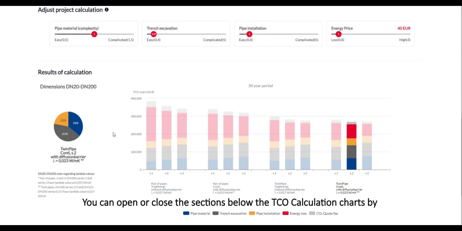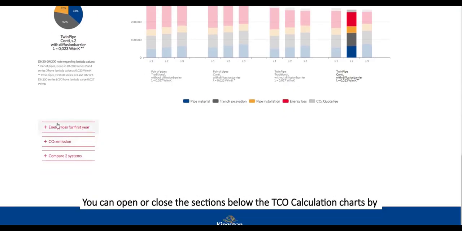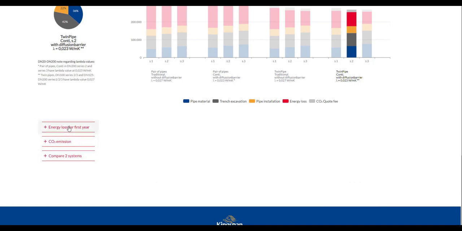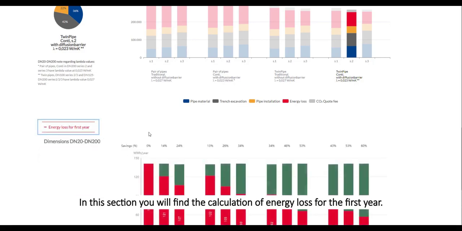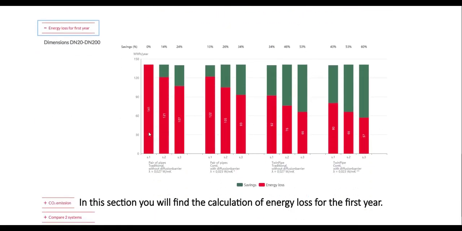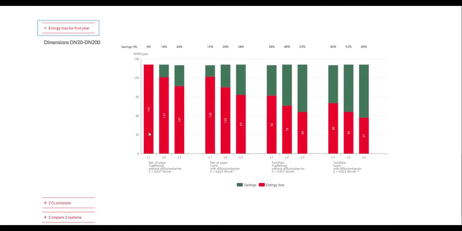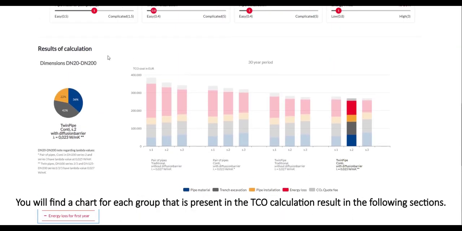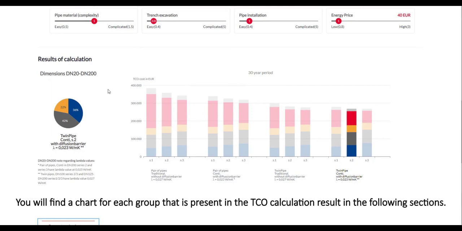You can open or close the sections below the TCO calculation charts by using the plus and minus options to the left. In this section you will find the calculation of energy loss for the first year. You will find a chart for each group that is present in the TCO calculation result in the following sections.